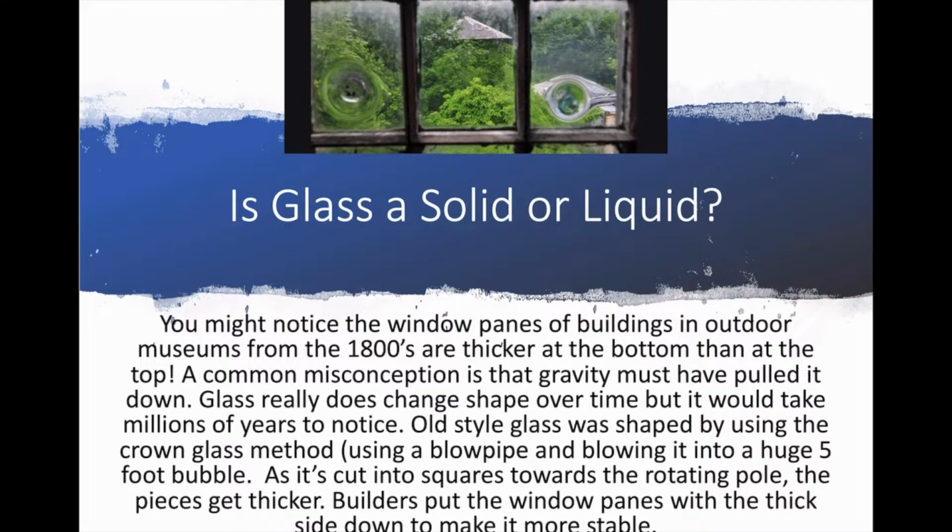So why then is glass thicker at the bottom than it is at the top? Well, it's how it was made back in the day. In the old days, the method was called the crown glass method, which is you use a blowpipe, you take a molten pile of heated up glass, and you blow into it, and you take a spindle and you basically spin it into this monster globe like 5 or 6 feet tall, a huge bubble essentially. And then you cool it down, and then you begin to cut it into squares.